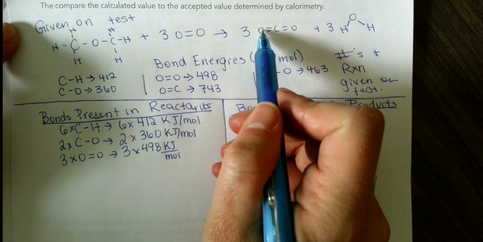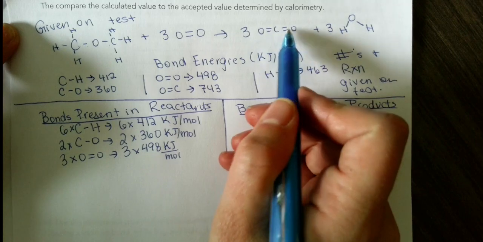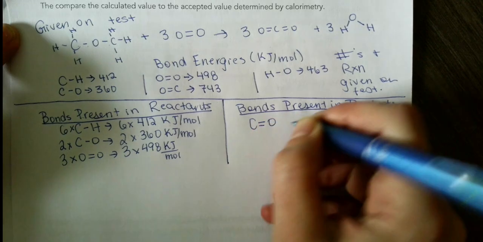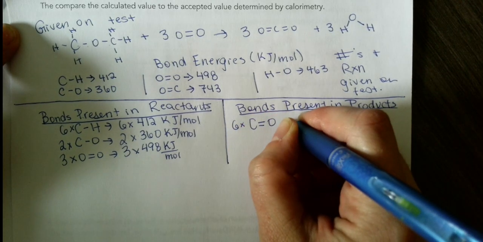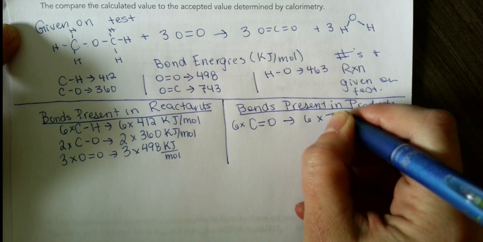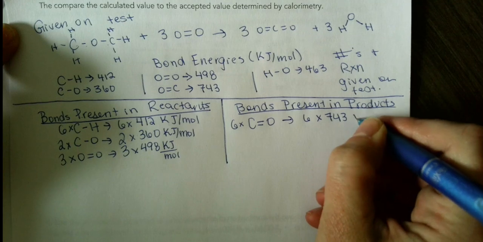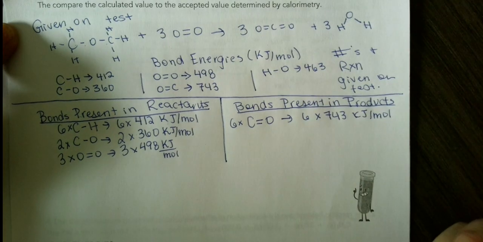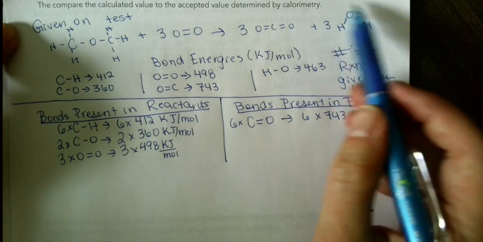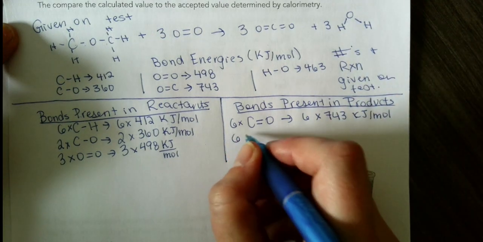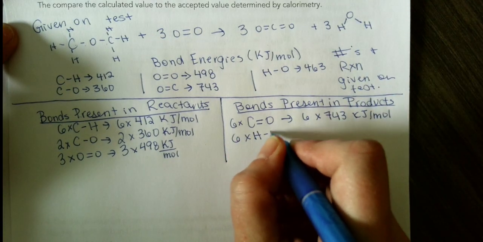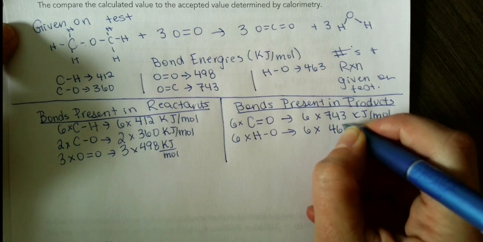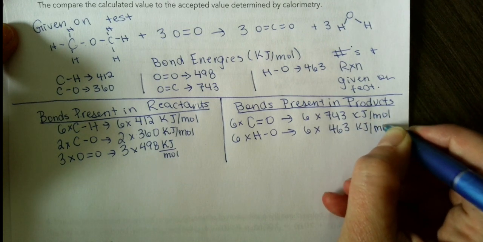Okay, so you have oxygen to carbon double bonds, 2 in one compound. So you do 2 times 3 to give 6. So there are 6 double bonds to oxygen, and you end up with 6 times 743 kilojoules per mole. And then you have 2 hydrogen to oxygen bonds in a water, and there are 3 waters. So you're going to do 6 again. It's hydrogen to oxygen, and that bond is 463 kilojoules per mole.